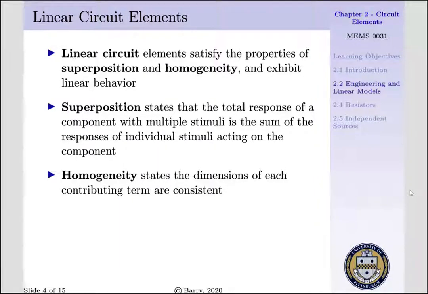The superposition principle states that the total response of a circuit with multiple stimuli, or inputs, is the sum of the responses of each individual stimuli acting individually on the component. Homogeneity states that the dimensions, and subsequently units, of each contributing term are consistent.